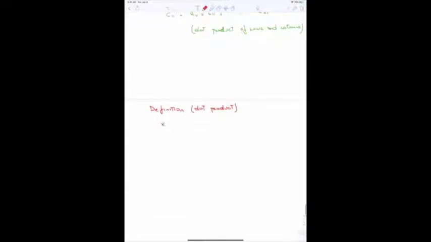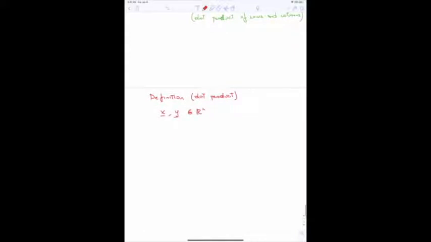So you take two vectors in the set of, say, Rn. Now the dot product x times y is equal to x1 times y1, plus x2 times y2, plus xn times yn.